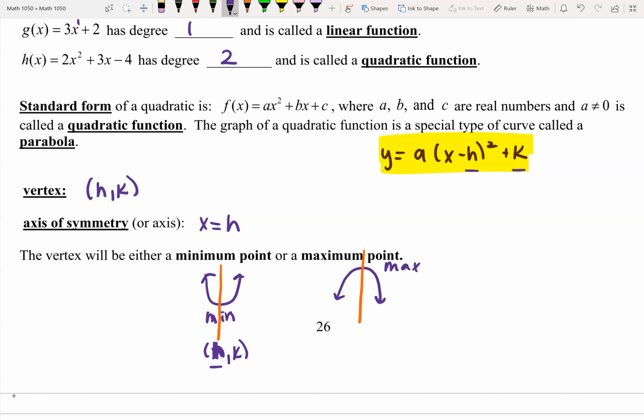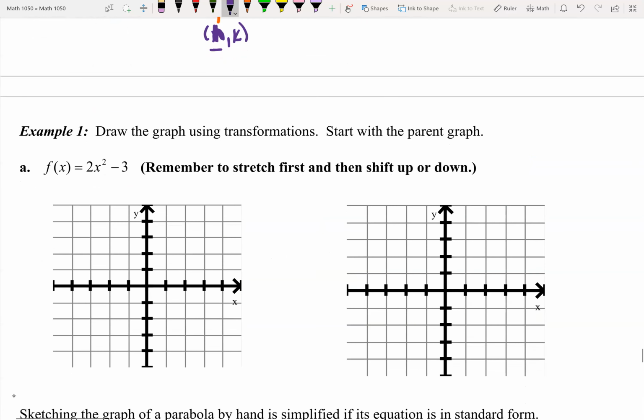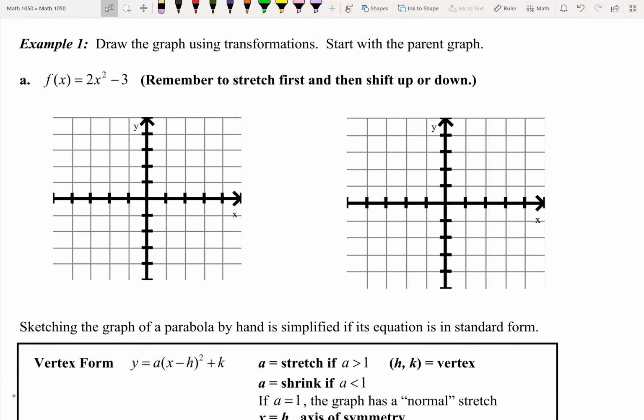If it was 2 comma negative 3, the axis of symmetry would be x equals 2. Same thing over here. It doesn't matter if it's a min or a max. The axis of symmetry is always x equals and then whatever that value of h is. Okay? Who says I understand that? Raise your hand. Let me see. Okay, wonderful.